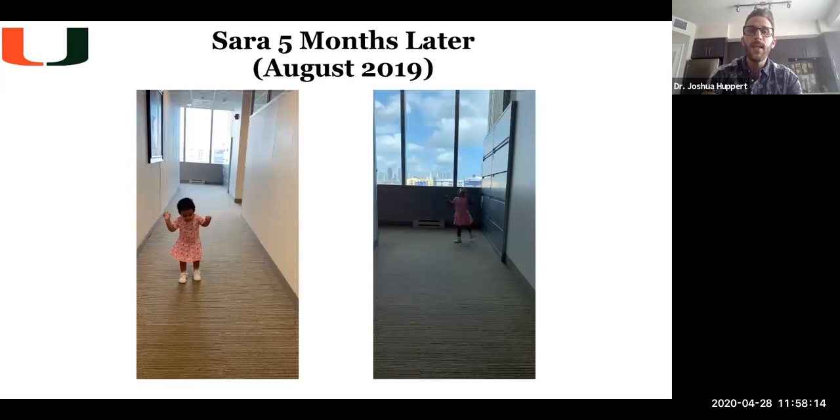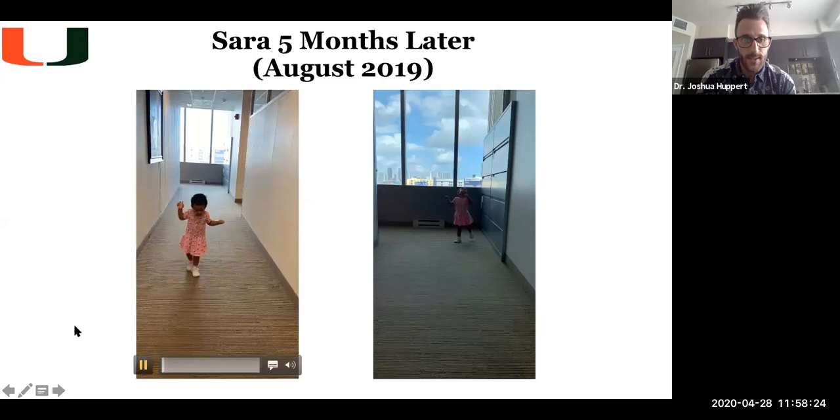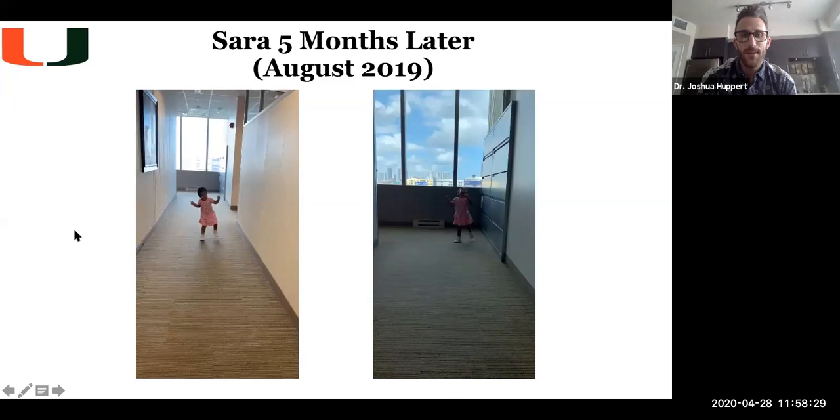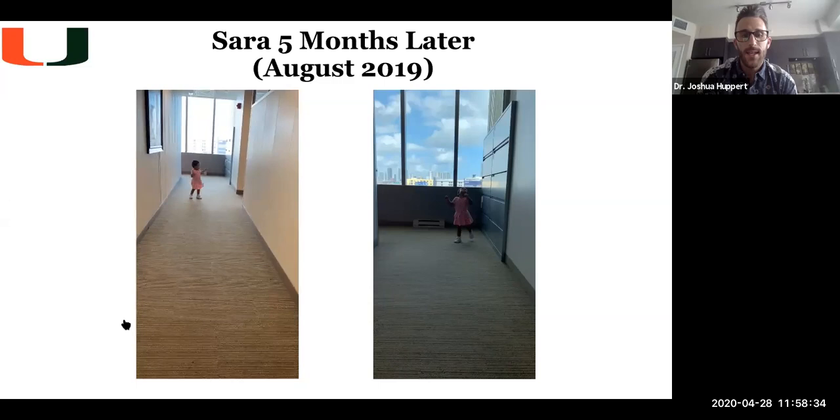So I'm very pleased to say this is Sarah 5 months later. So this was August of 2019. I'm going to show you the video here first. So this is her walking backwards. Now she's still very unstable, but miles different from where she was when I saw her in March. And I'm going to show you her walking forward now.